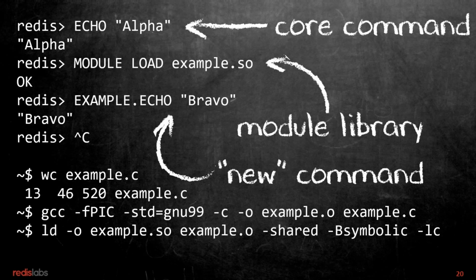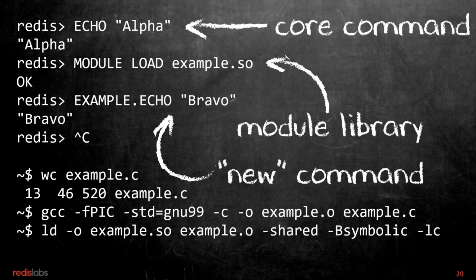The second command that I'm running is the module load command, which basically just loads a library. This is the name of the library, example.so. And then I'm using the command that the module provides, which is basically the same command. It's called echo, and it does the same thing, returns to you whatever you send to it. But this time it's the module doing it and not Redis itself.